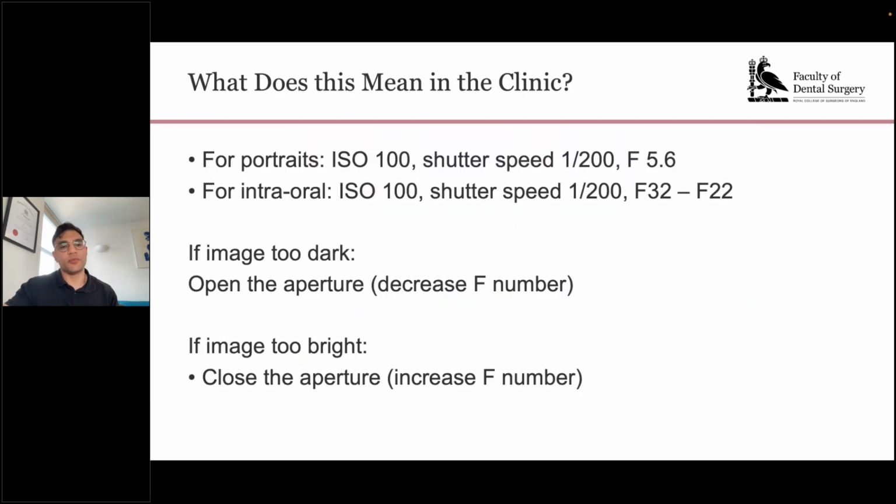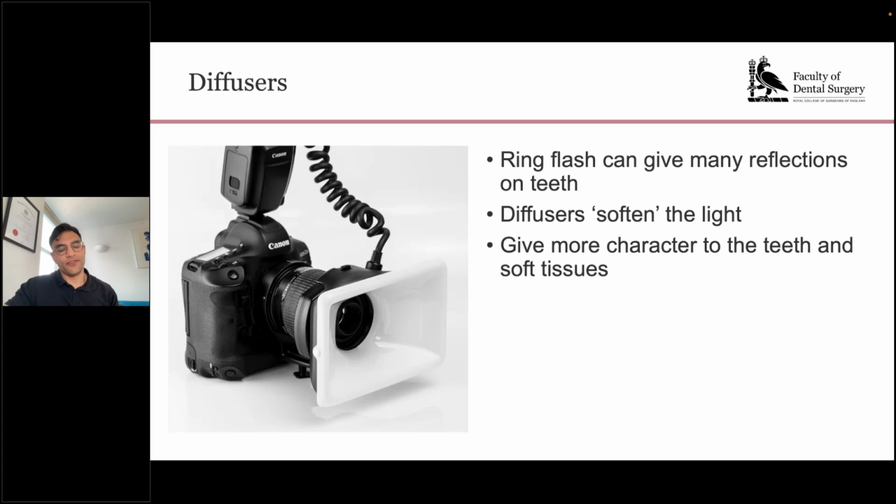So what does this mean in the clinic? As I say, for portraits and for intraorals, we keep the ISO and the shutter speed the same. And if the image you take is too dark, you decrease the f number, and if it's too bright, you increase the f number. And diffusers, they're a popular addition that more and more people, especially on social media and Instagram, are using to improve the quality of the photographs.